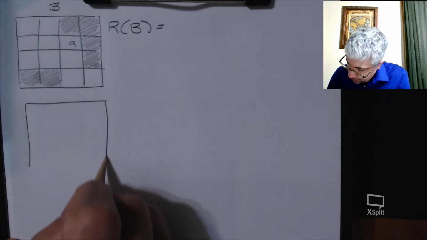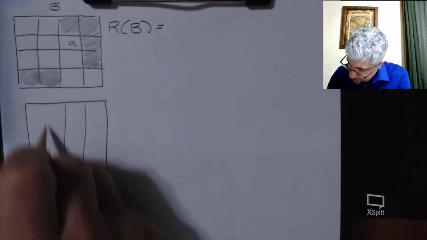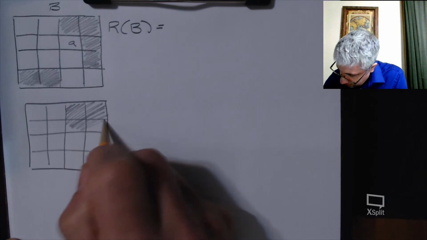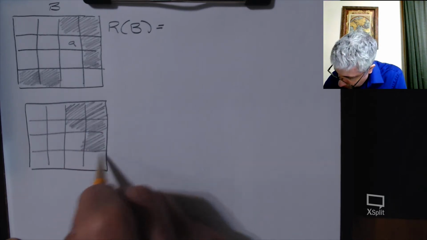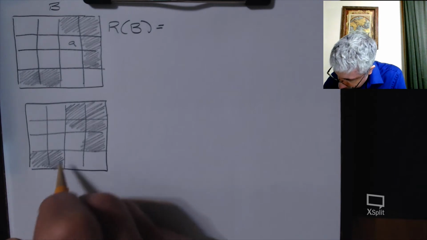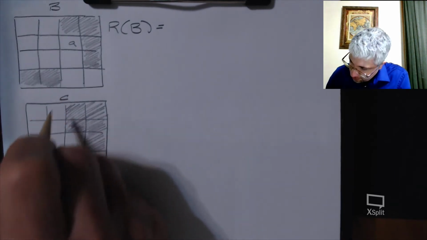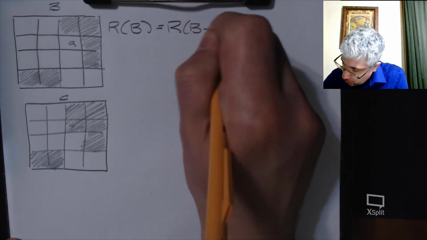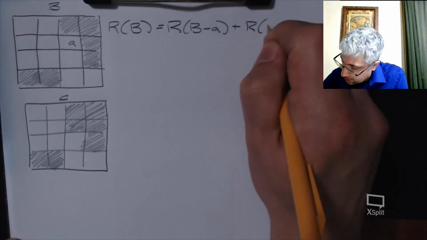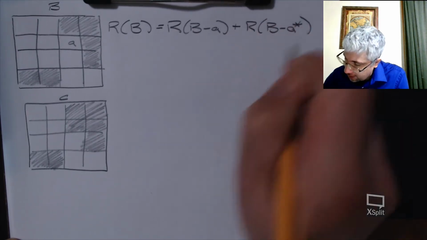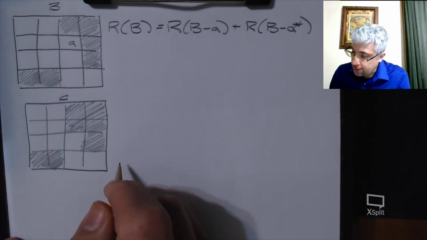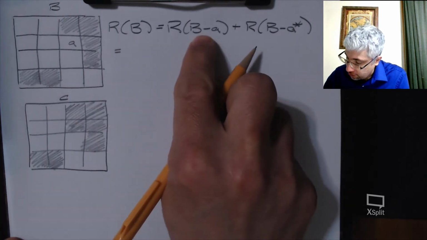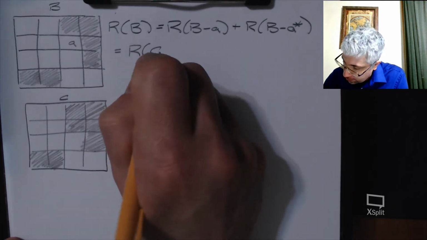Okay, but I know that R of B is going to be equal to R of B without A. So let me draw that too, because it's not a trivial example. We don't want to make any mistakes. So we could even give this a name. We could call this C. So this is board C. So this is going to be R of B without A plus the Rook polynomial for the board with a Rook at A. Okay.